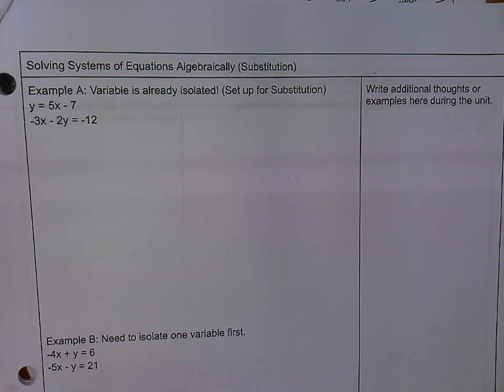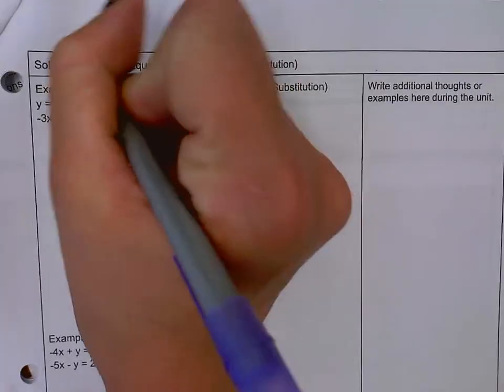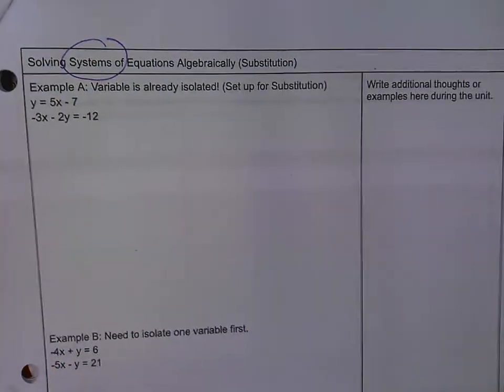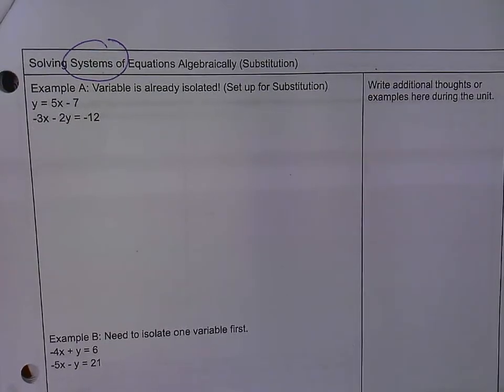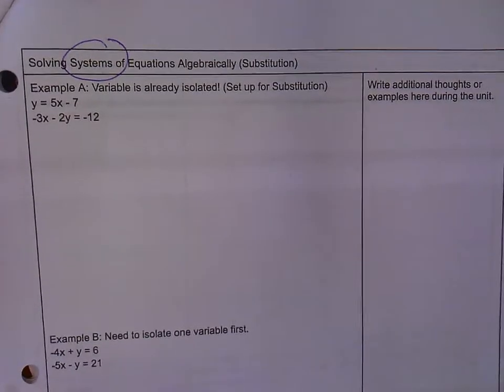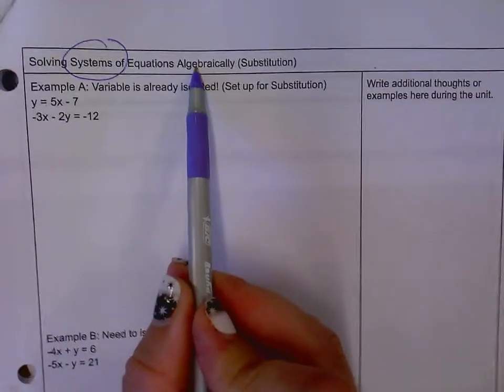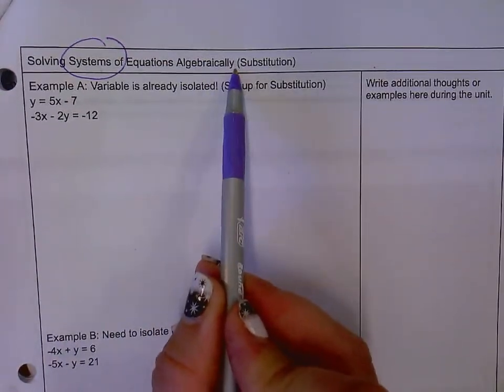Using substitution. So there's a word that I've already seen here. What is a system again? Who can tell me what a system of equations is? Multiple. There has to be more than one. All right, and we already learned the method. We could graph them, right? Find the intersection point graphically. This is called using algebra to find the solution.